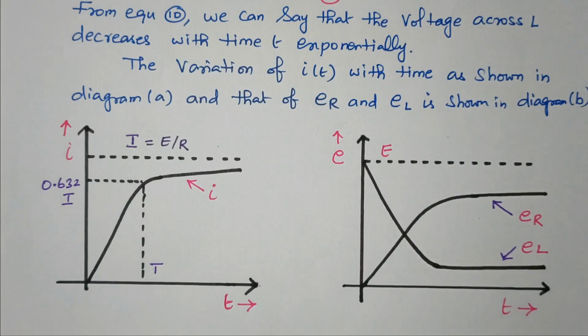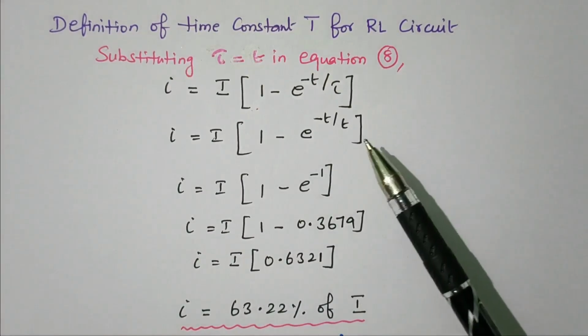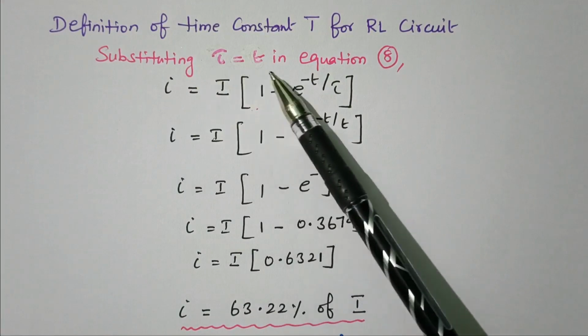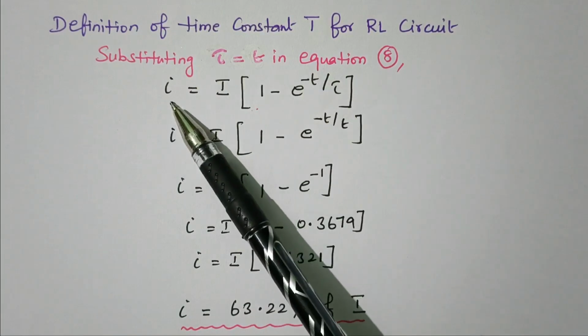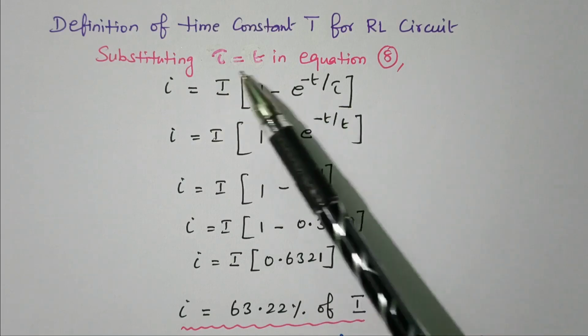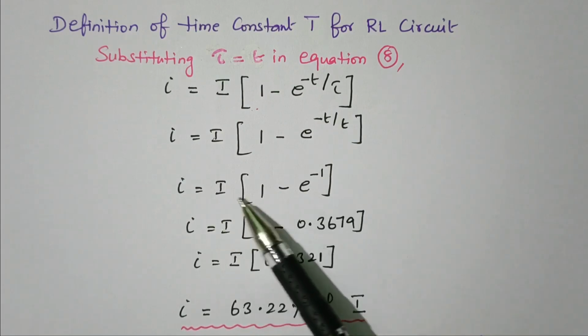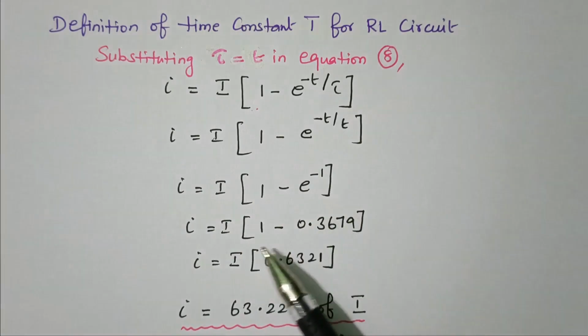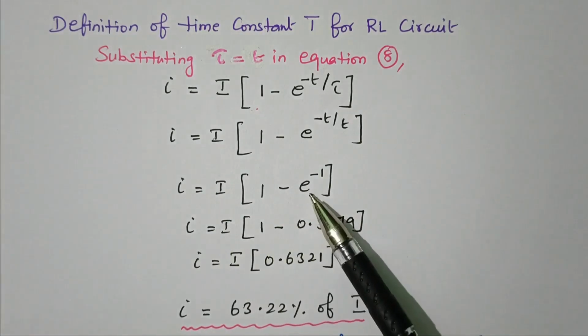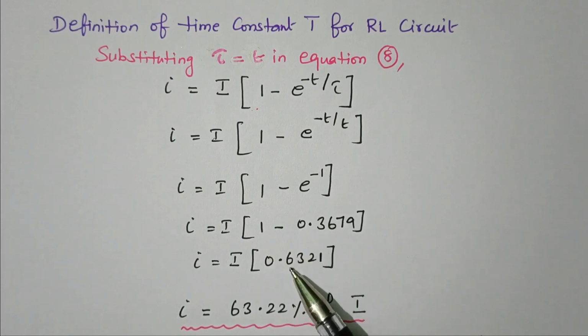Now we'll go for the time constant of the RL circuit. Now the definition of time constant T for the RL circuit. Substitute tau equal to T in equation 8. So I equal to I of 1 minus e power minus t by tau. Now we are replacing tau equal to T, so minus t by T is nothing but minus 1. I equal to I of 1 minus e power minus 1. So that is I times 1 minus 1 by e. Either e power minus 1 or 1 by e, that value is 0.3679. So 1 minus this value is 0.6321.